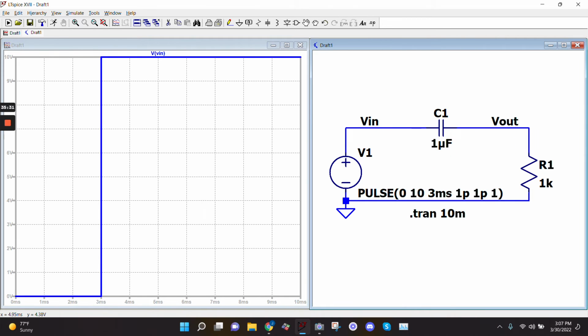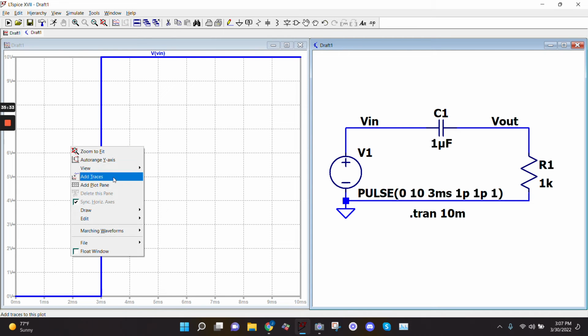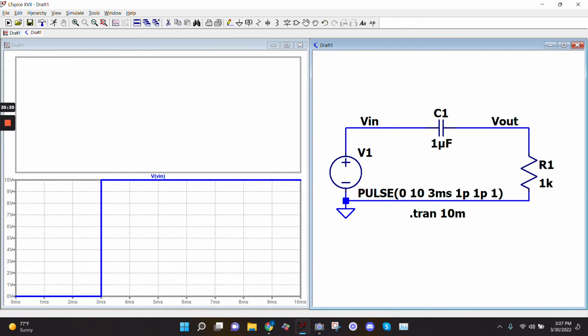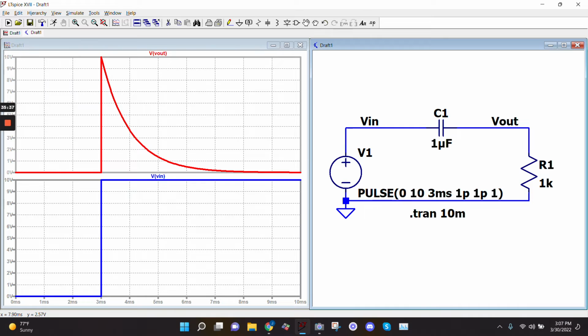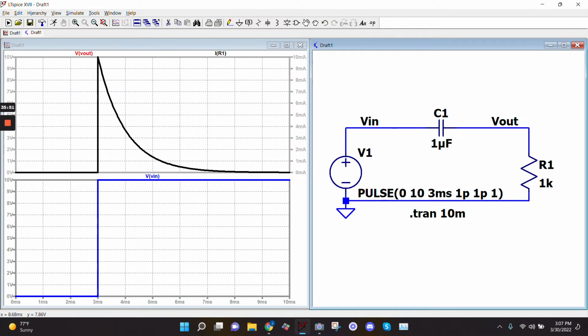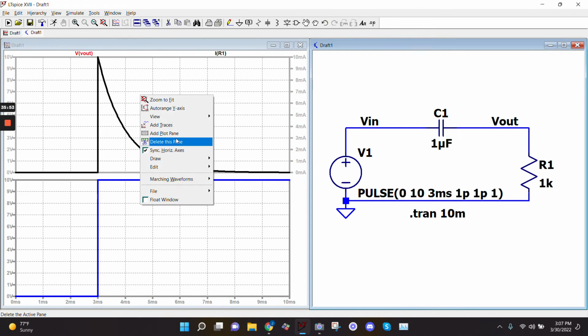All right, here I'm plotting this, guys. V in, 0 to 10, 3 milliseconds. Nothing interesting, right? But V out does exactly what I said it would. Are you impressed? I'm impressed. I'm just kidding. So you see, and then let's plot the current.